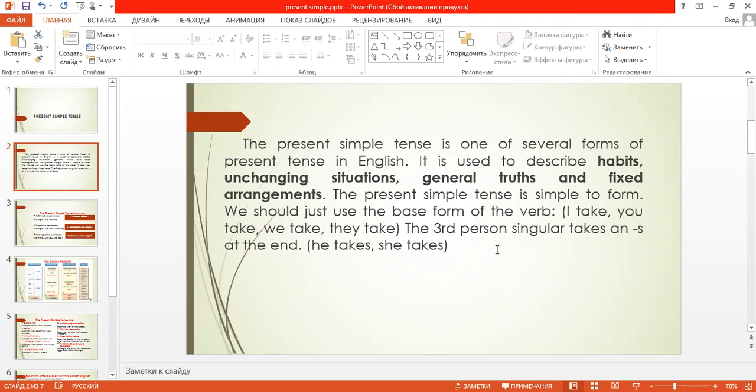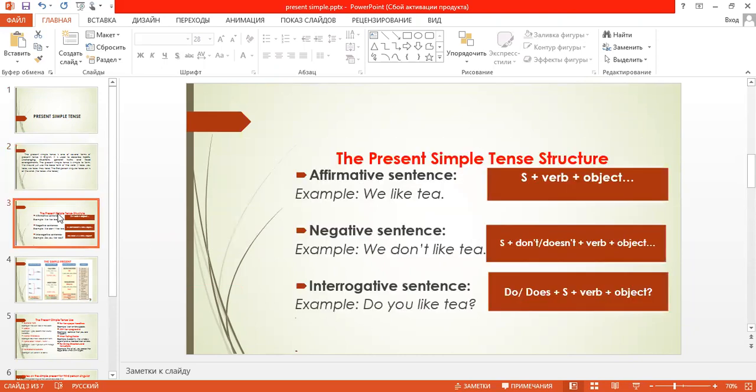But the case that we should keep in mind is that we should be very careful with the main verbs in third person singular, because we add s after the main verb in present simple tense. Now, let's consider the structure of present simple tense in affirmative, negative, and interrogative sentences.